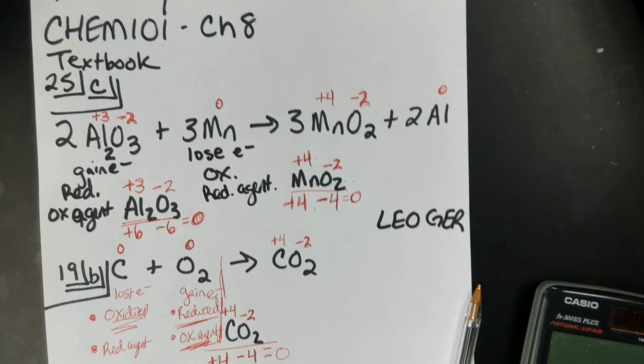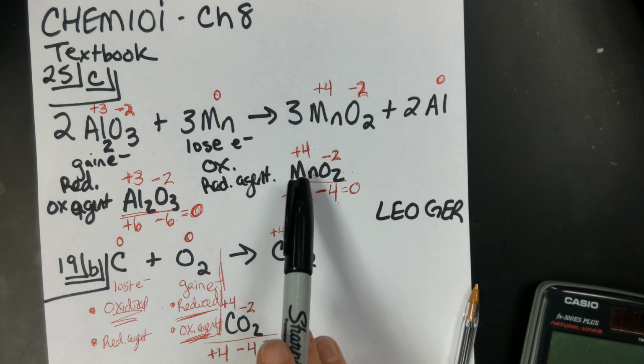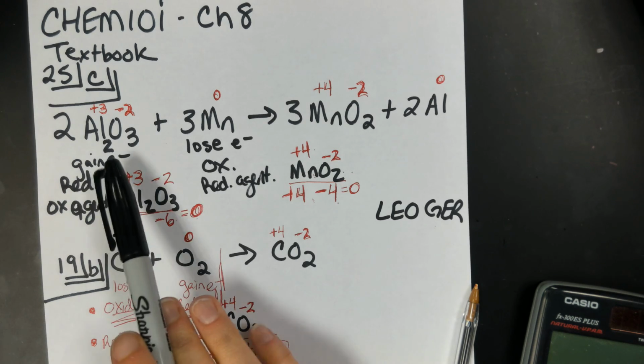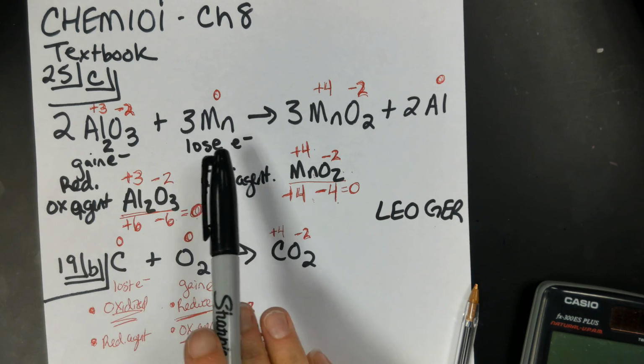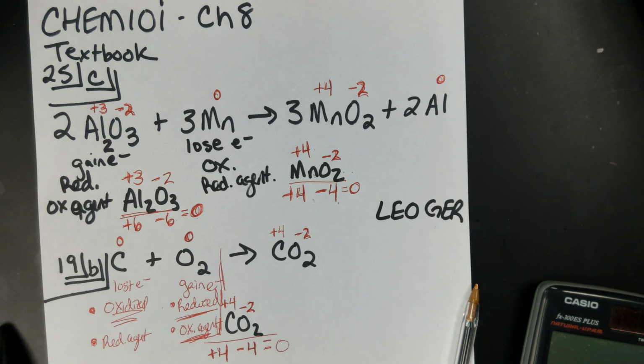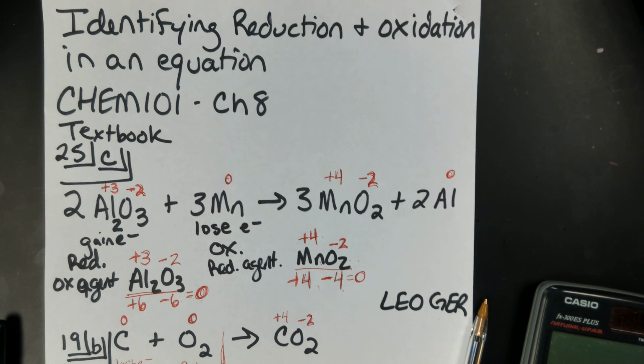So that was quite a bit of practice. We practiced a whole bunch of things. We practiced not only determining the oxidation number of elements within a compound, but we also determined how to identify reducing agents and oxidizing agents after we determine what's reduced and what's oxidized. So I do hope that this helps. Good luck with that.